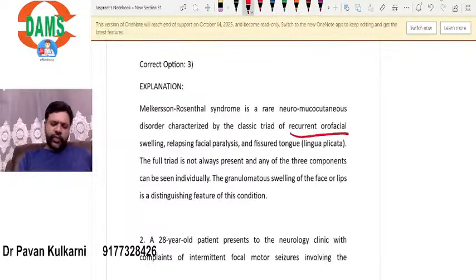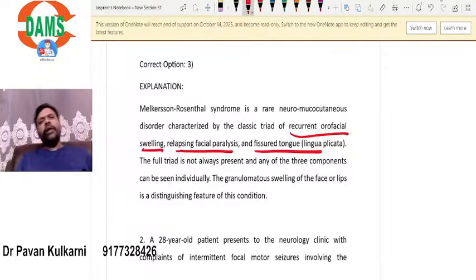The explanation is simple. Melkersson-Rosenthal syndrome is a rare mucocutaneous disorder characterized by the classic triad of recurrent facial swelling, relapsing facial paralysis, and fissured tongue. Usually all three will not be seen in most of the patients. Most patients will have one or two of these features.